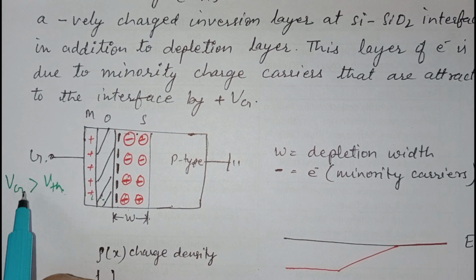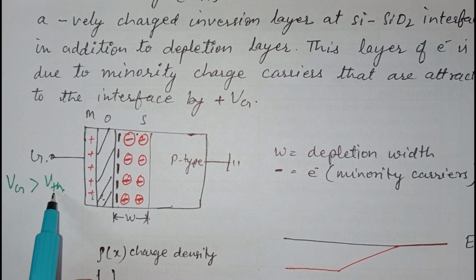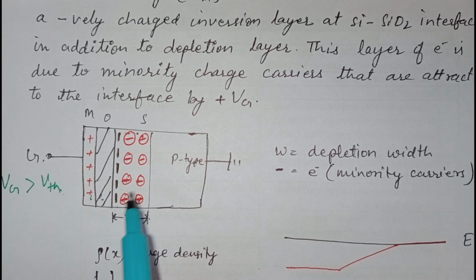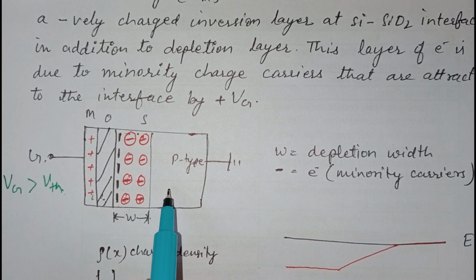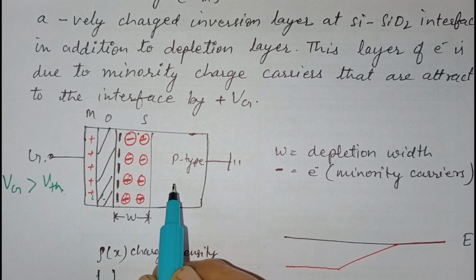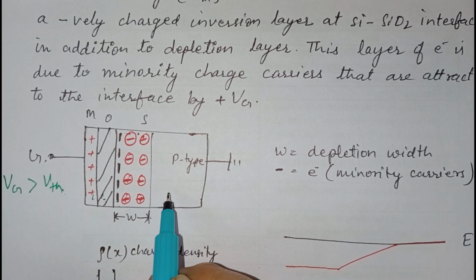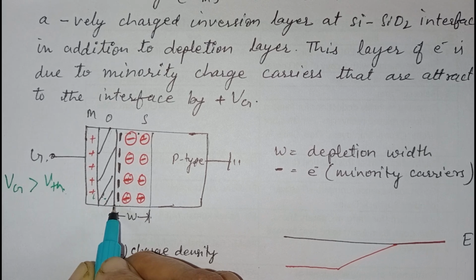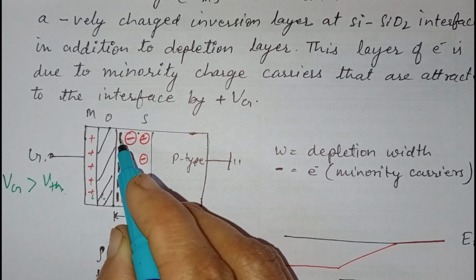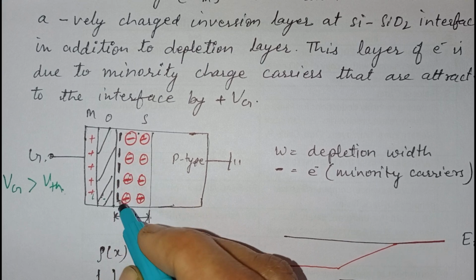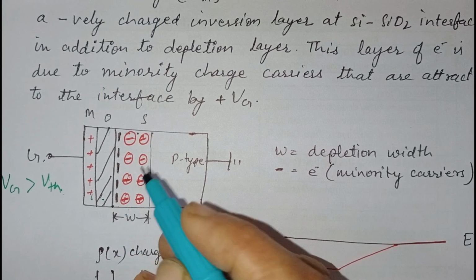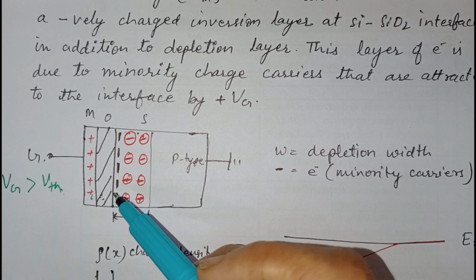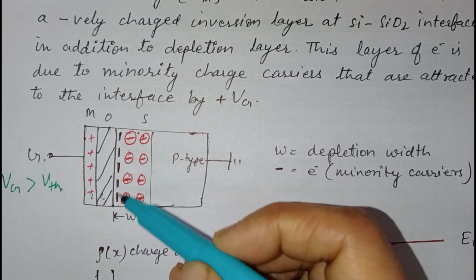So if the voltage is greater than this threshold voltage, the positive charges of the metal will be so high that they will attract the minority charge carriers. The minority charge carriers in this p-type substrate are the electrons. So they will attract the electrons near this silicon dioxide layer. So there will be accumulation of the negative charges, meaning electrons, near this interface. So we can say this threshold voltage is that voltage at which there will be accumulation of these charges.